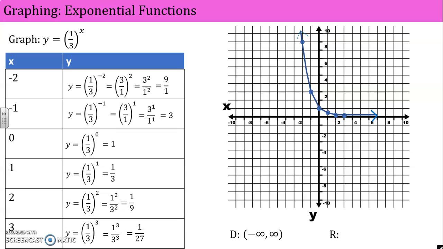Once again, the domain, it goes all the way to the left forever and all the way to the right forever. So the domain is all real numbers. And the range is 0 with parentheses, not a bracket, because it's never actually going to hit 0, up forever towards infinity.